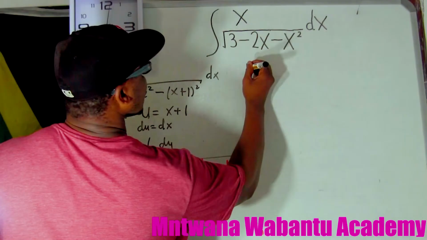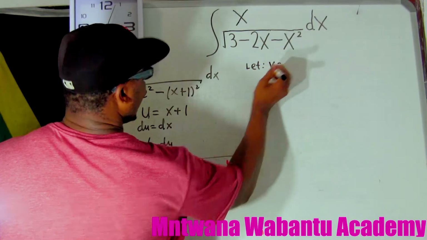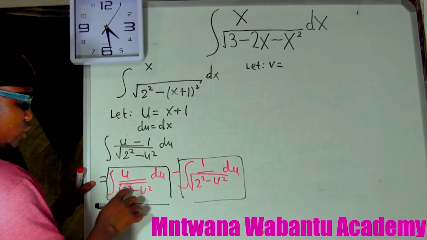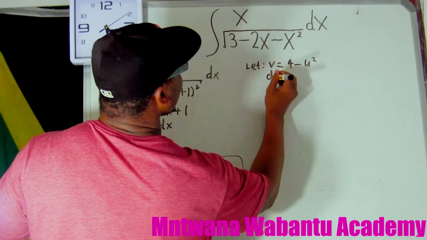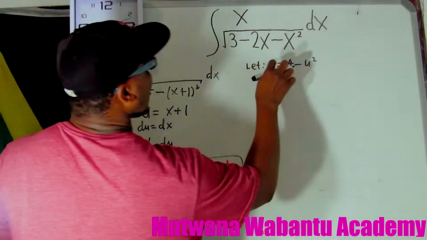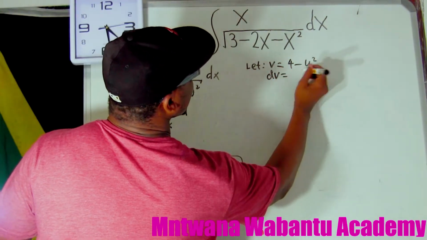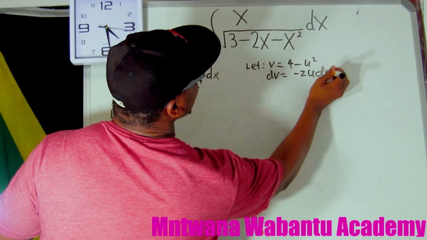So let v equal to 4 minus u squared. Let's differentiate, because I know if I differentiate, I'm going to get u du. Okay, differentiate: dv equals negative 2u du.